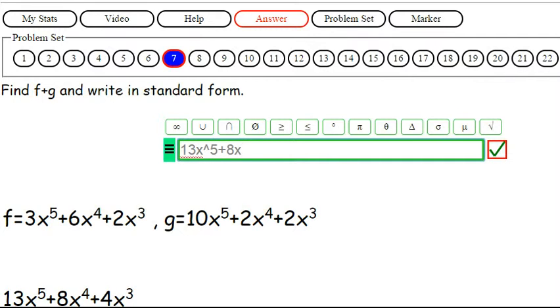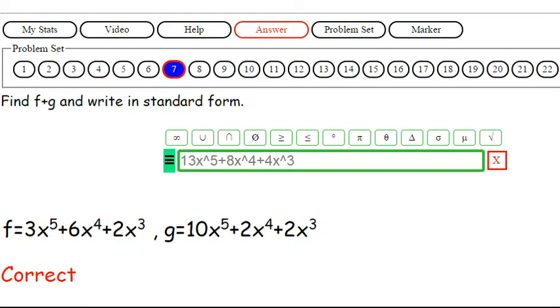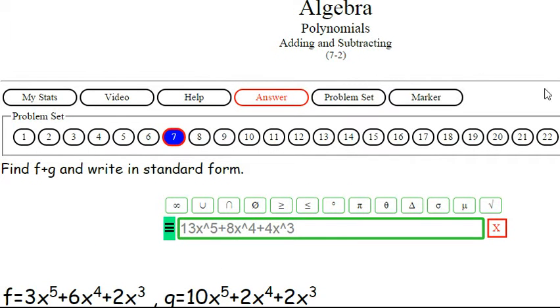Do a little quality control here. 4x cubed. Whoa, what happened? 4x cubed. There you go. Alright, let's make sure: 13x to the fifth, 8x to the fourth, 4x cubed. Correct! Okay, good. Now let's just look at this here.